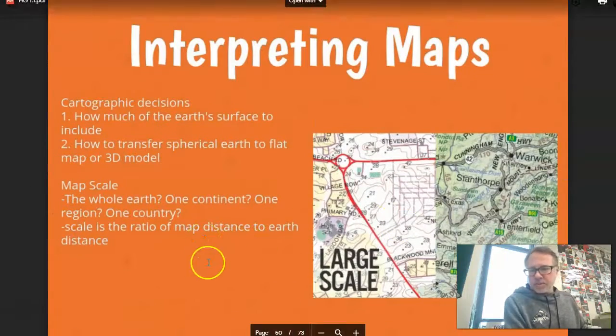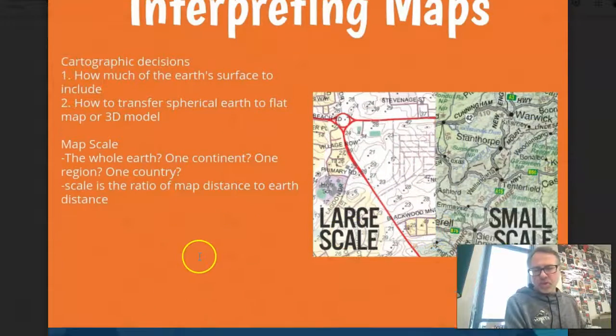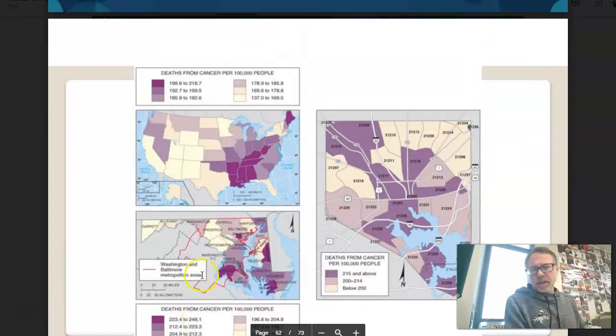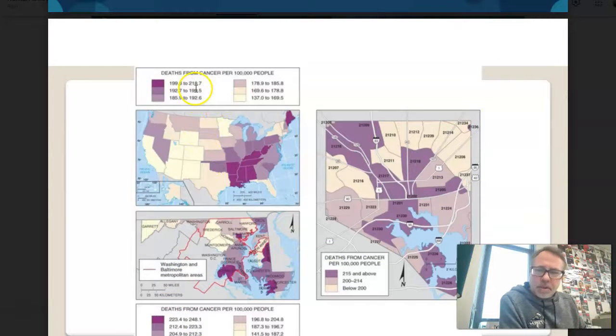You should be familiar with scale. So map scale is how much of the map is going to be shown, but it's also important in looking at data. So if you look at, for example, deaths from cancer per 100,000 people. So let's say you're working for the CDC. Your goal is to reduce the death rates of cancer. One of the first things you'll want to find is where are the highest death rates? So where should we concentrate our efforts?